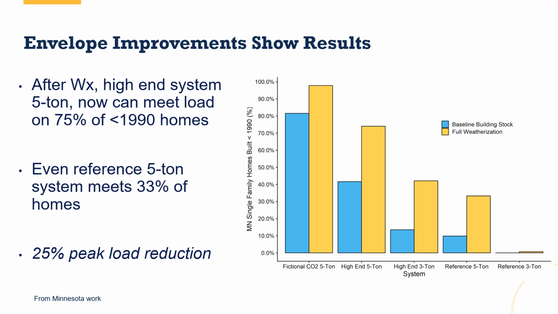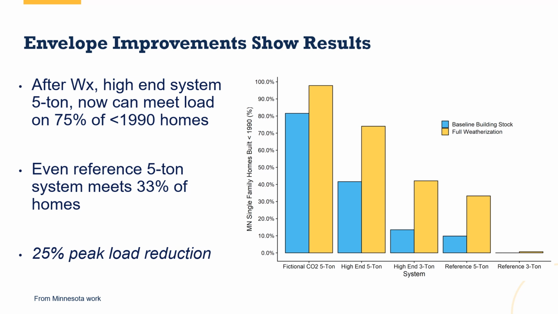If we look at these and say, let's use the fictional one, it is great. If we weatherize these homes, fictional ones could do 100% of it. But let's look at the real high-end systems. And the high-end 5-ton, high-end 3-ton, and reference 5-ton. If we look at the high-end 5-ton, after weatherization, we changed from being able to address about 42% of the pre-1990 homes to closer to 75% of them could be handled by a heat pump at 5-ton. It means, yeah, there might be some that need more than that, but that is a huge improvement.